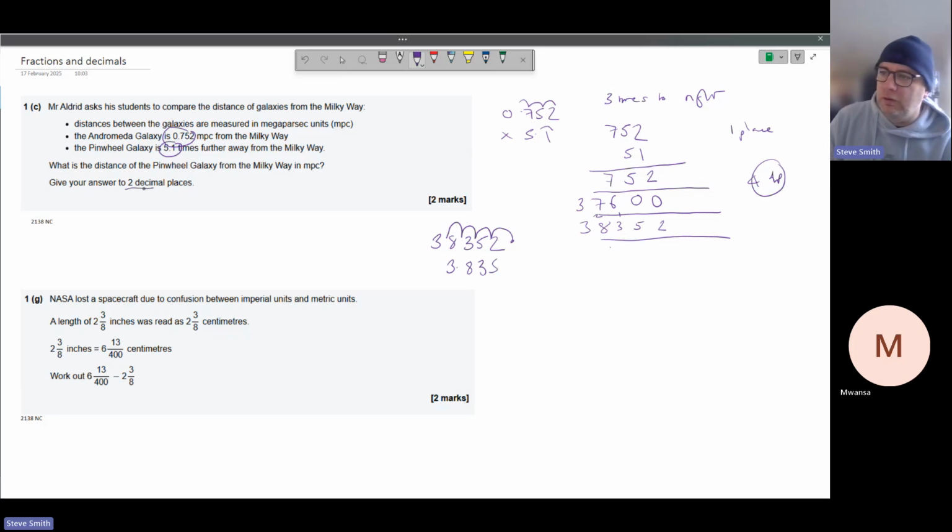However, for 2 decimal places, the third number after the decimal place is the decider, and as it's a 5, that goes up to a 4. So that becomes 3.84.